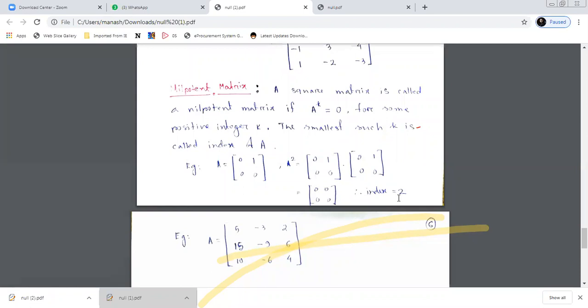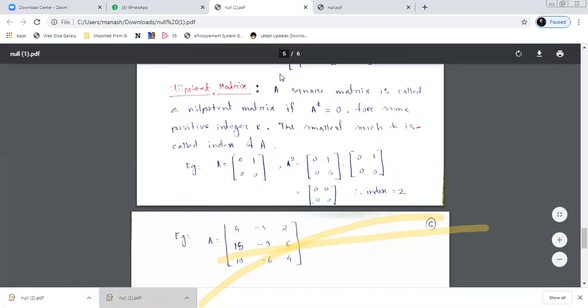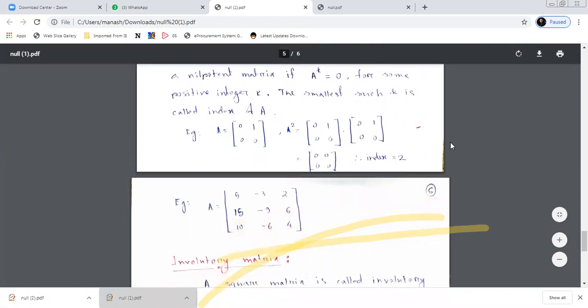That means at first you got A to the power 4 equal to 0. So your index will be 4. That means, listen carefully, the least positive integer for which A to the power k is equal to 0, that is called the index of the matrix. Clear? That means if you got A to the power k equal to 0 for some k, then it is called what? Nilpotent matrix.